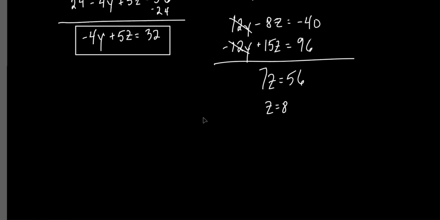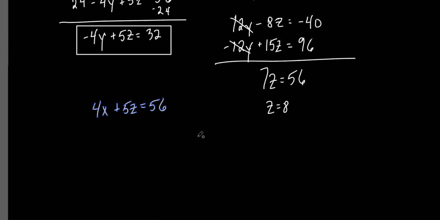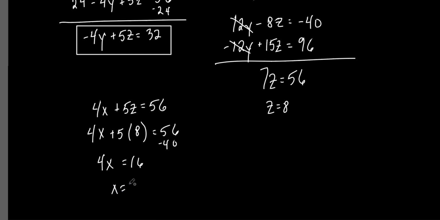All right, so here's what we're going to use. Oops, let me click off of it. There we go. All right, so let's put the stuff in. I know what the z is, so this just stays 4x plus 5 times z, which is 8, equals 56. All right, so I got 4x. Let's do this in our head. That's going to be 40. Subtract a 40. What's that going to give me? 16. X is 4. There we go.